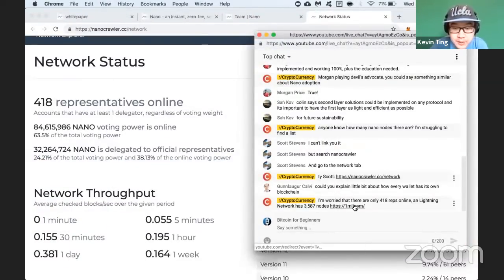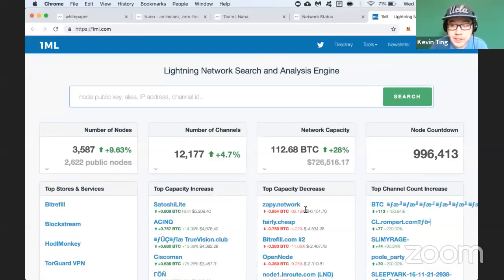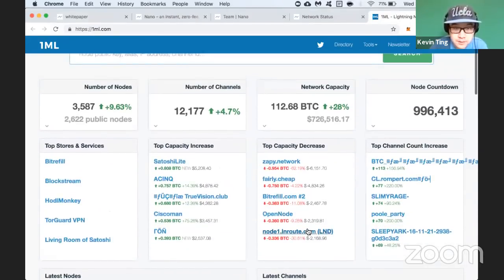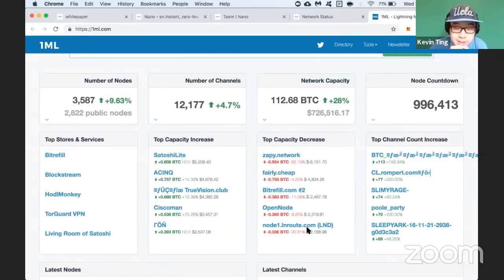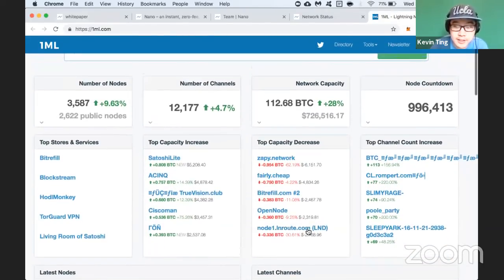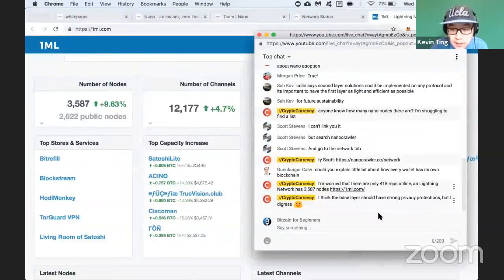Oh, wow. Lightning Network has that many nodes? Oh, wow. We do need to do a Lightning Network deep dive. Yeah, Justin, I think we should do a Lightning Network deep dive, maybe next week or something like that. That would be very interesting. Lightning Network. Oh, wow, this is fascinating. I didn't know that they had that many nodes. Strong privacy protections. That is definitely good as well.